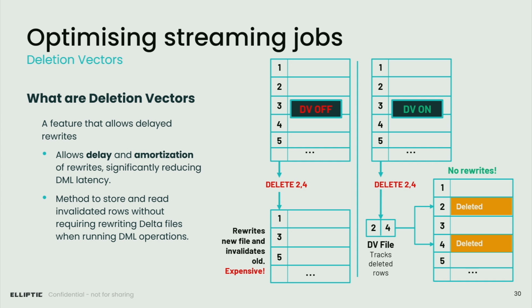And by doing this, we now improve dramatically the performance of doing merges, because we no longer have to basically rewrite an entire file. We can simply create a new file and tag the deleted vectors on the older Parquet.